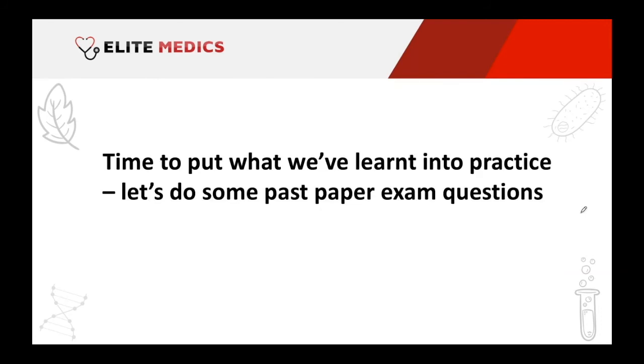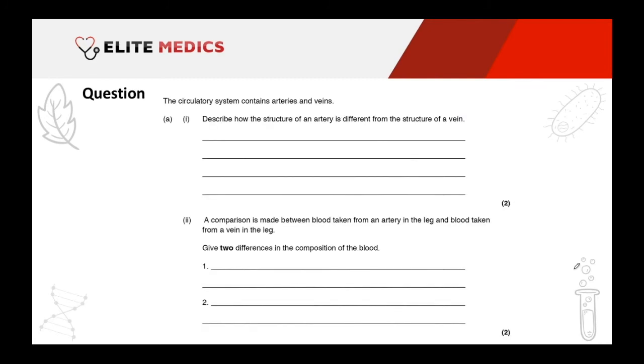So what we're going to do now is we're going to have a quick look at some past paper questions. So the first question, the circulatory system contains arteries and veins. Describe how the structure of an artery is different from the structure of a vein.